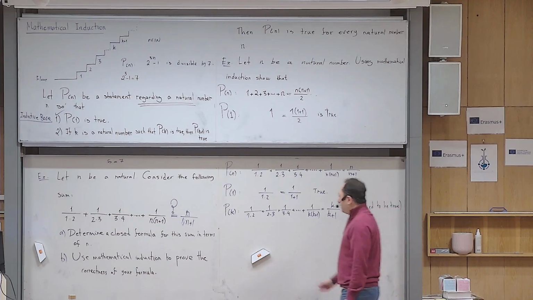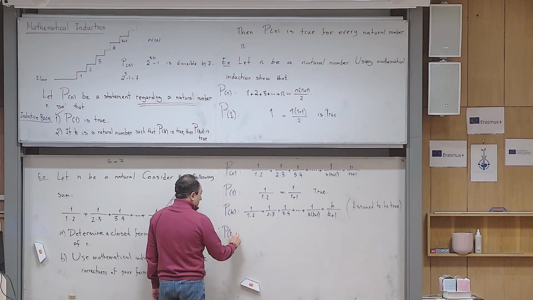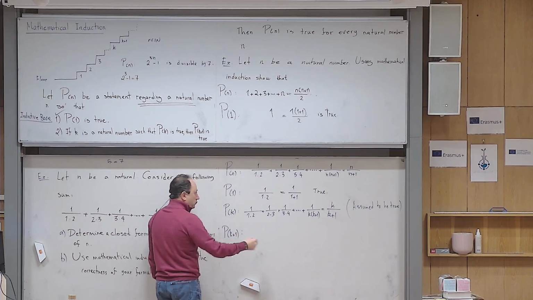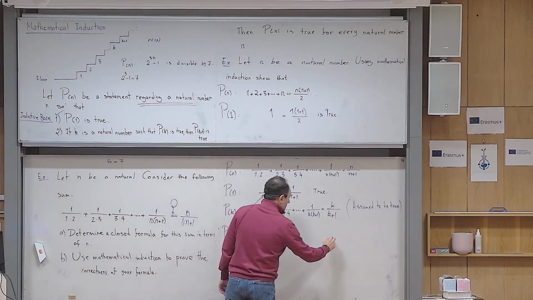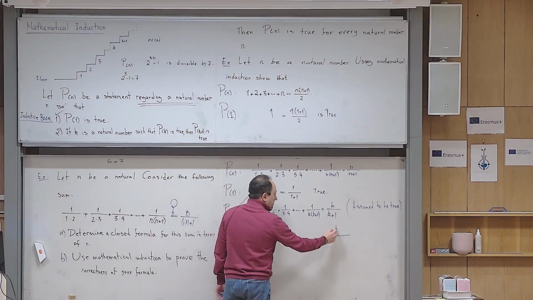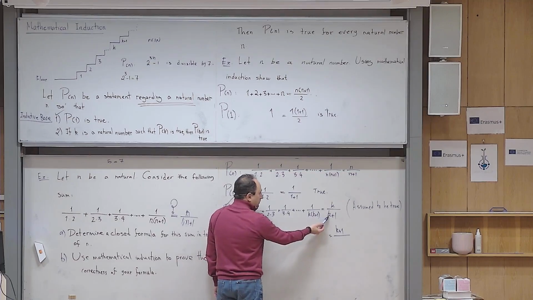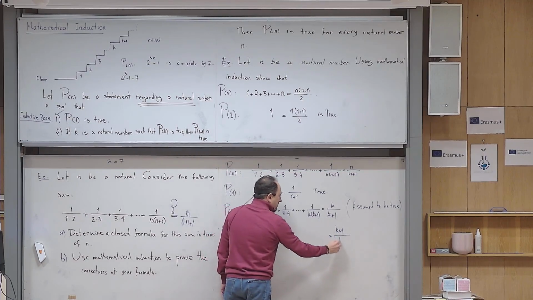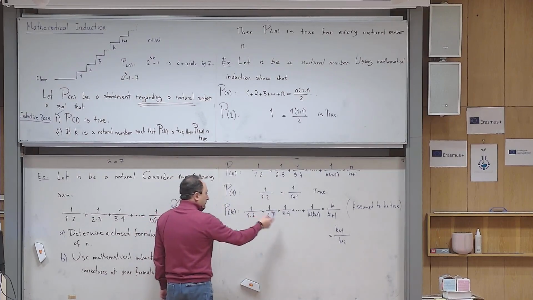Okay? Now, P of k plus 1, you write it down. Here you have to be a little bit more careful when you want to replace every appearance of k with k plus 1. For example, the right-hand side is extremely easy. I replace k with k plus 1, so the numerator becomes k plus 1. What happens to the denominator? k plus 1 plus another 1. So it becomes k plus 2.